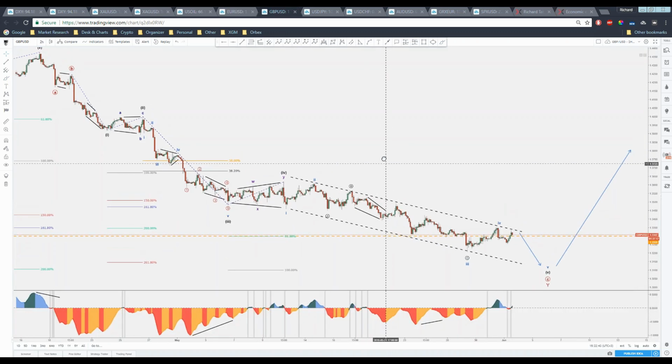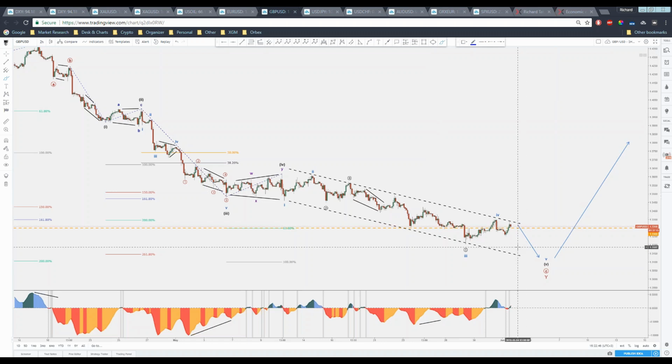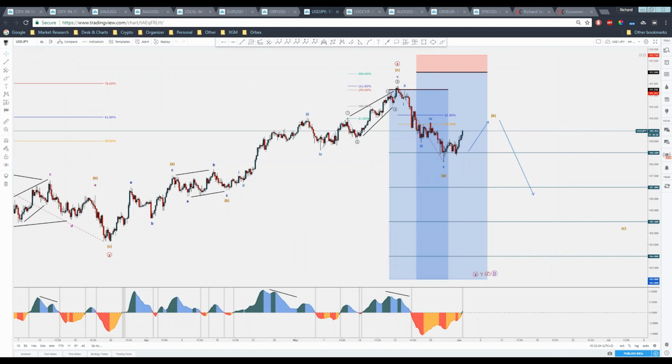Same thing on the pound dollar, right? As you guys can see, it's channeling right here in an ending diagonal with an extension in the third wave 4, and then we'll see if this happens today in order for a proper bullish divergence to occur at the end of these degrees. Dollar yen, okay.